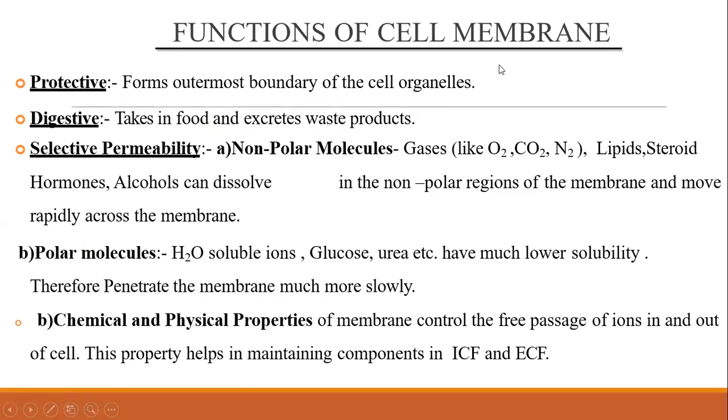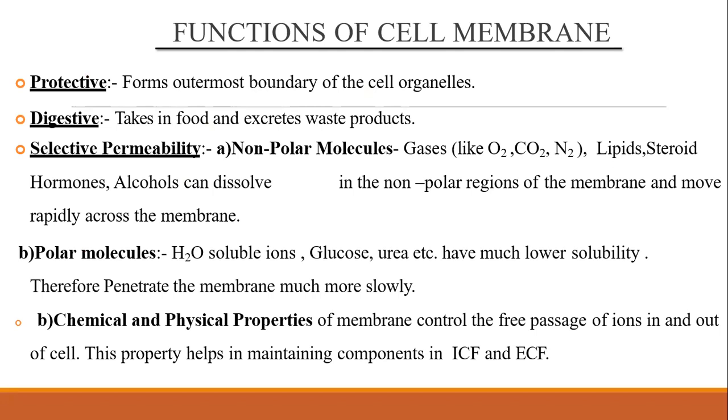Then what is the function of the cell membrane? It acts as a protective function. It provides digestion. It helps in selective permeability of the molecules. It has polar molecules and chemical and physical properties. So in the protective function, it forms the outermost boundary of the cell organelles. Then in the digestive function, it takes in food and excretes waste debris from inside to the outside of the cell. Then comes the selective permeability.